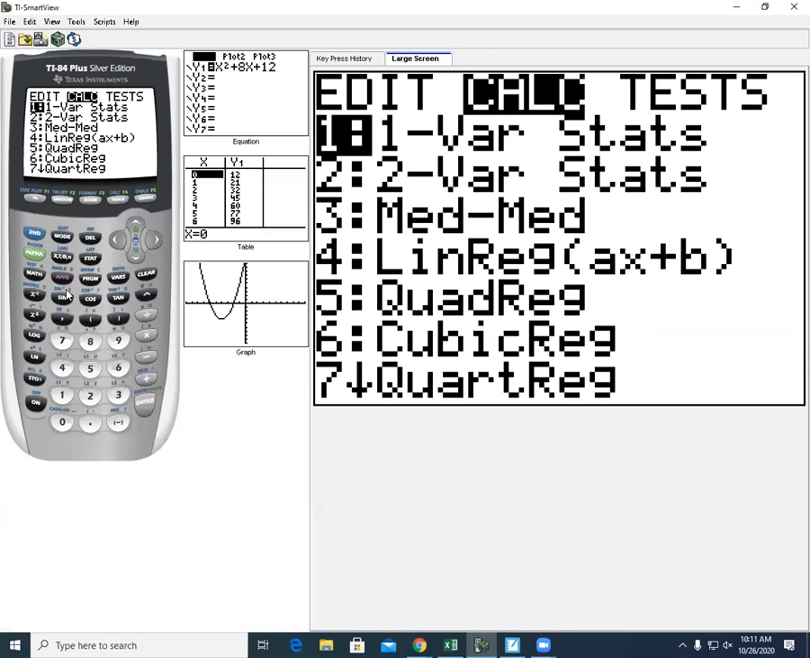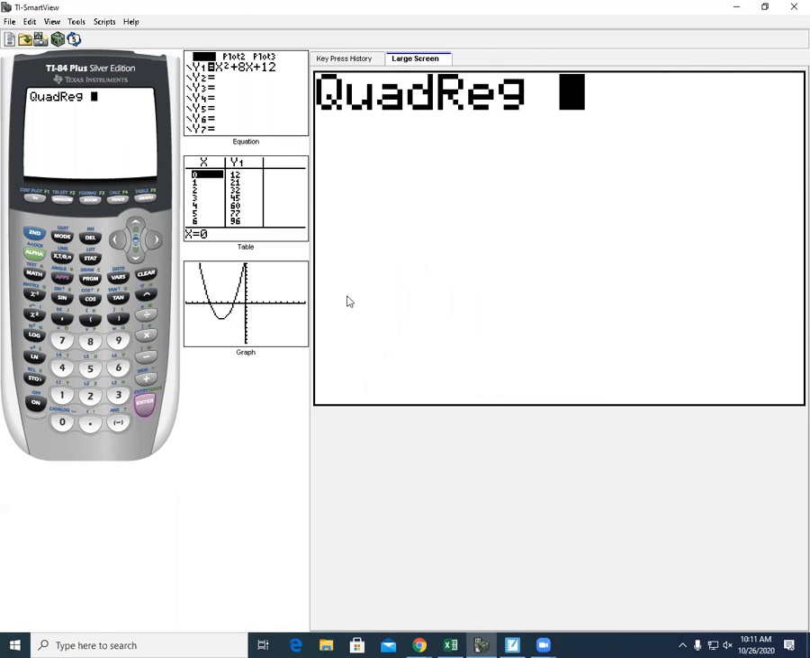You remember how I said we deal up to 4th order difference? There's linear regression, which is 1st order difference. Here's quadratic regression, which is 2nd order difference. Here's cubic regression, which is 3rd order difference. And quartic regression, which is 4th order difference. We were told that this was a quadratic type. So this is number 5. So I'm going to hit 5, and then I'm going to hit enter.